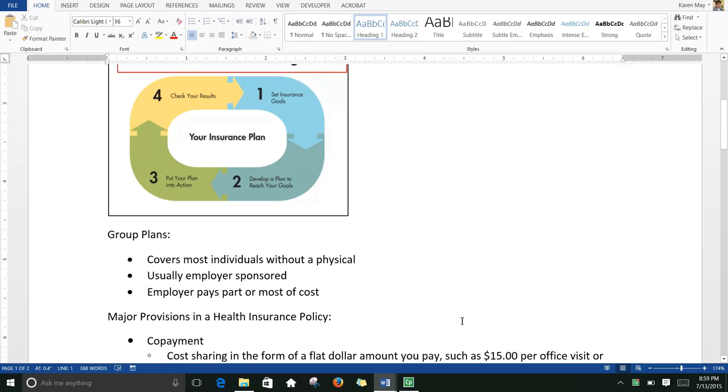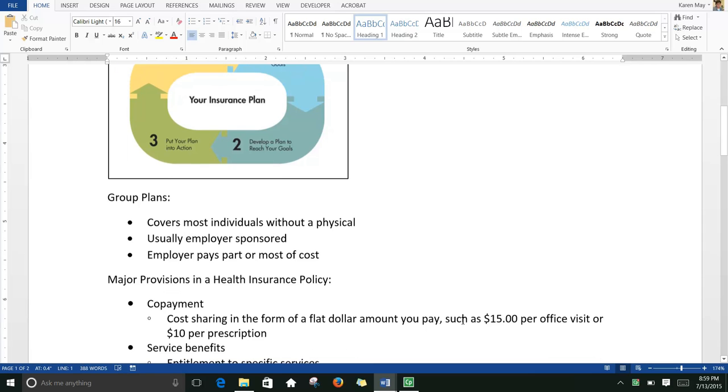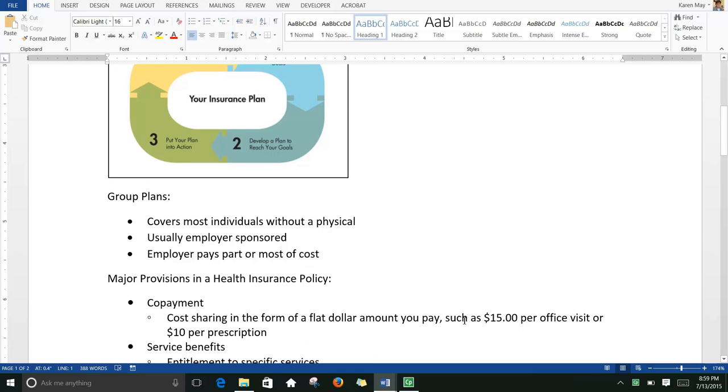As usual, the first step is to set your goals and then develop a plan to reach those goals, put your plan into action, check your results, and again, it is a continuous process. Group plans cover most individuals without a physical. Usually they are employer sponsored, and the employer pays part or most of the cost.